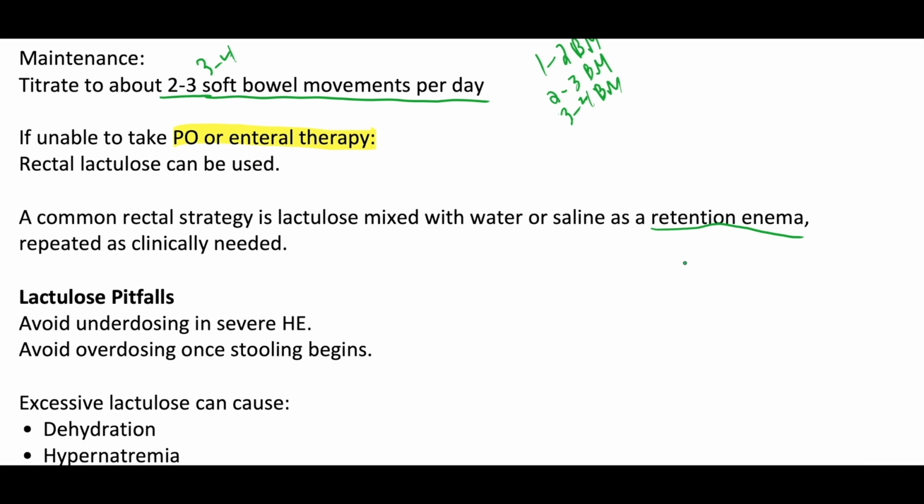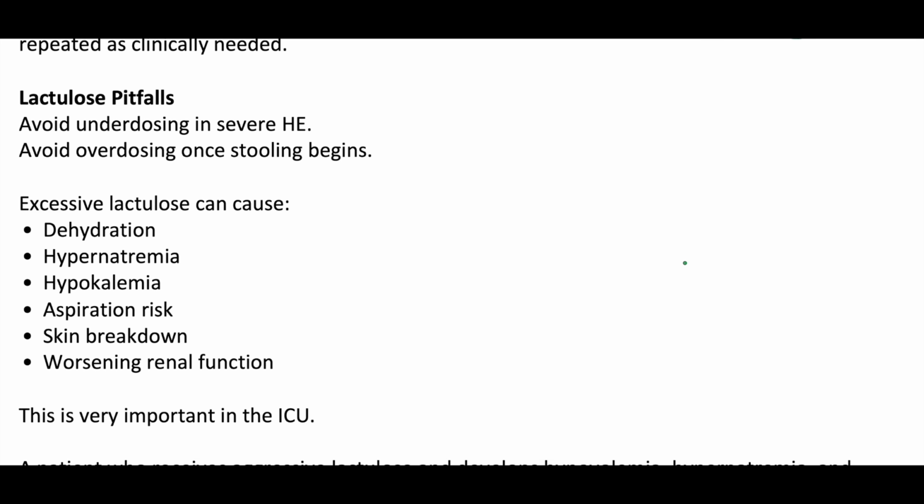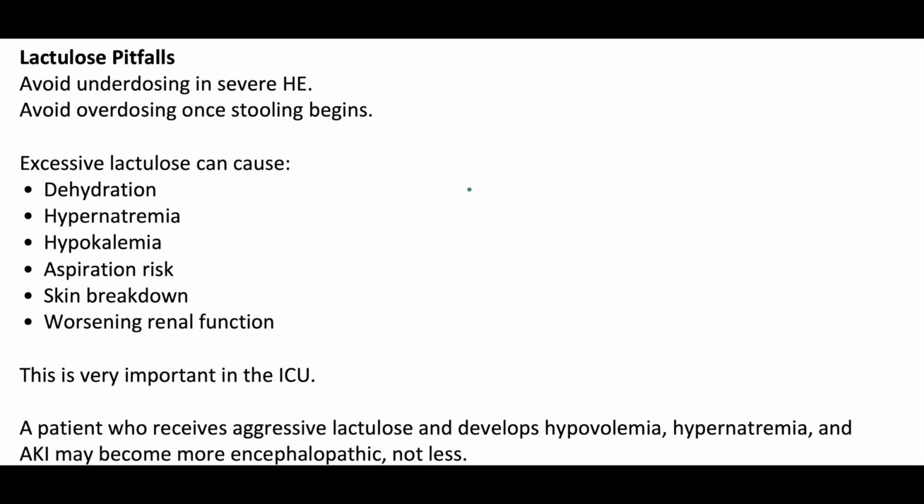So lactulose pitfalls. Essentially, it's like avoid overdosing and avoid underdosing, right? If you underdose, the hepatic encephalopathy might get worse or not better. If you overdose, you might have way too much stool, get dehydrated, get electrolyte derangements, and that can then worsen hepatic encephalopathy. Excessive lactulose can cause dehydration, hypernatremia, hypokalemia, aspiration risk, worsening renal function, all that kind of stuff. So just be very thoughtful.